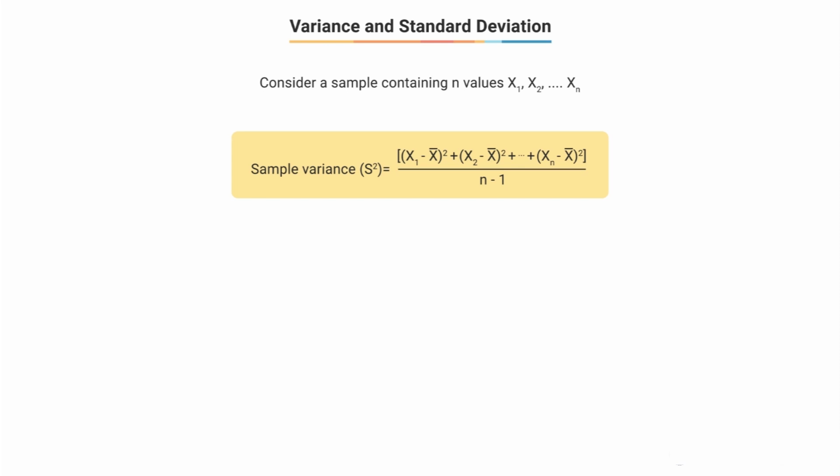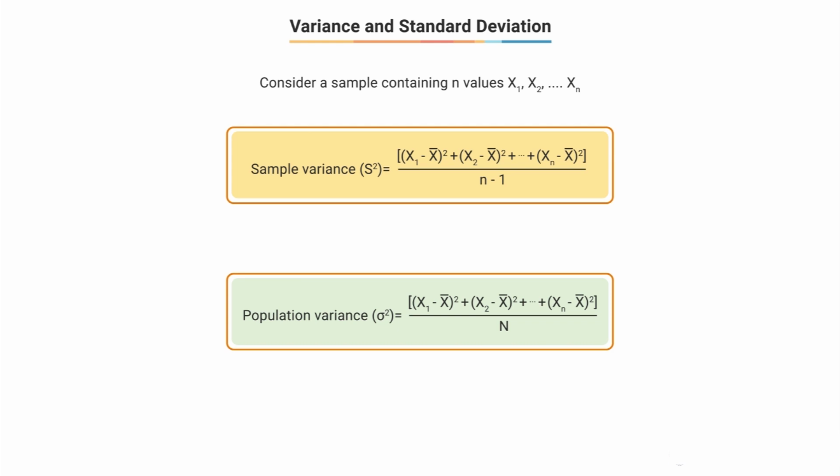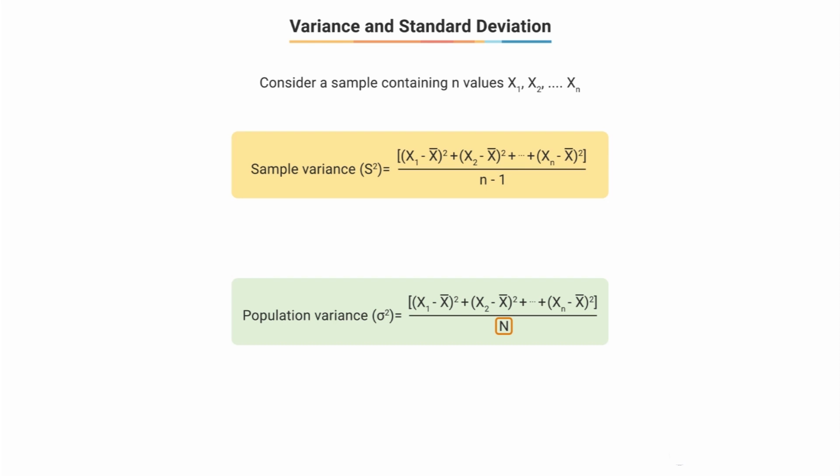For a population containing n values x1, x2, ..., xn, the population variance sigma square is defined as (x1 minus x bar) raised to the power 2 plus (x2 minus x bar) raised to the power 2 and so on, summation up to (xn minus x bar) raised to the power 2, divided by N, where N is the population size. Notice the difference between sample and population variances. In the population variance, we have capital N in the denominator as compared to n minus 1, where n is the sample size, in the context of sample variance.